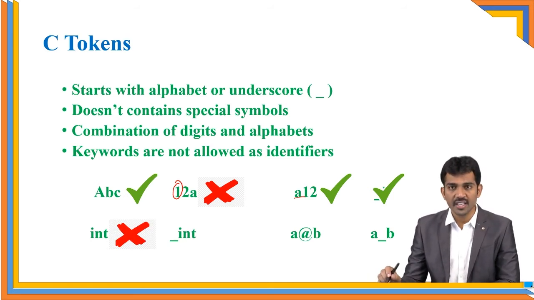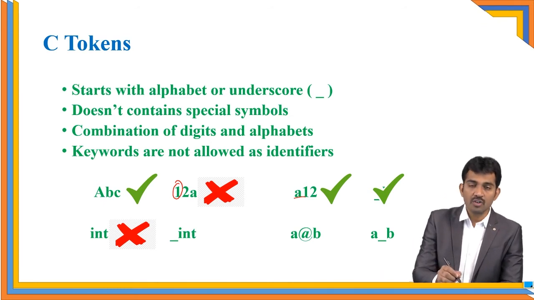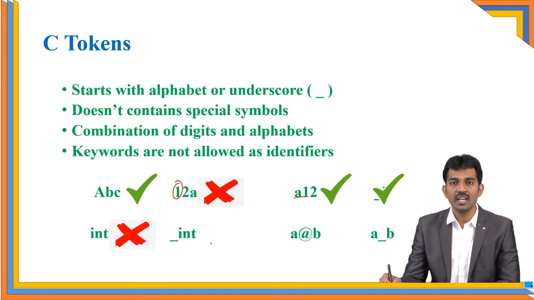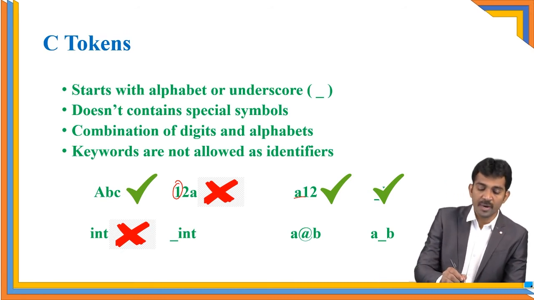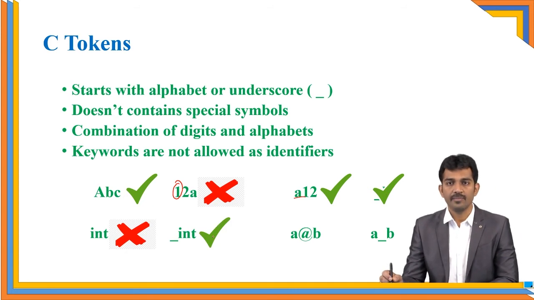Coming to underscore int. As per the norms, it follows everything, right? It is a valid identifier. Even int combined with an underscore is valid, right? Yes, it is a valid identifier.